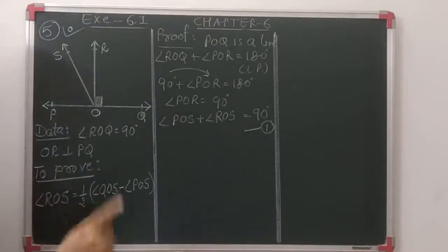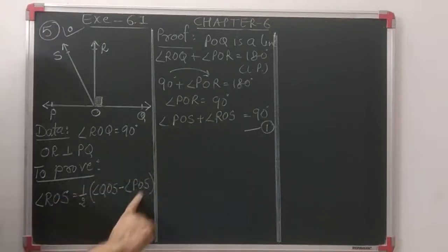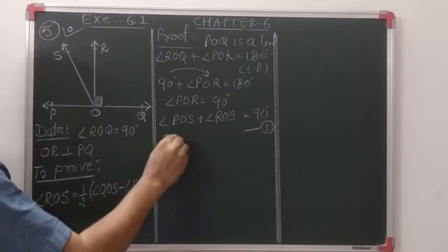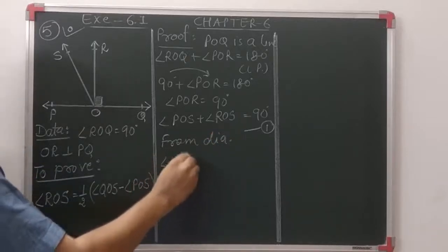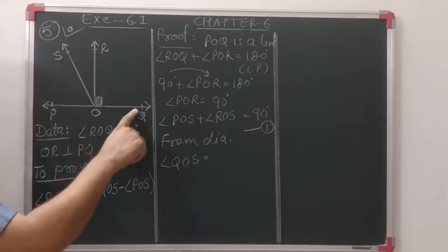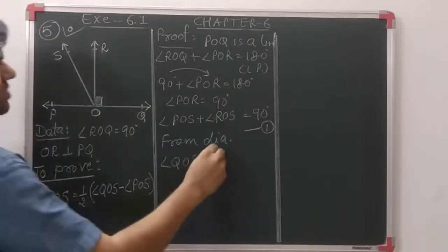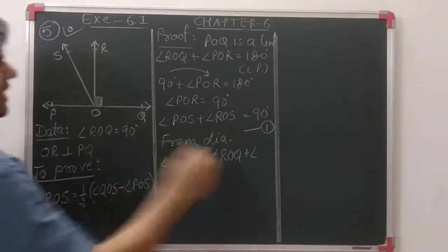Okay. अब देखो स्टूडेंट्स क्या करना है, हमें यहाँ पे कौन से एंगल्स चाहिए वो देखना है. ROS चाहिए था, वो मिल गया. QOS वो अभी तक नहीं मिला एंड POS मिल गया. अब QOS कहां से मिलेगा? So look at QOS. From the given diagram, we can say that QOS, again, is the sum of these 2 adjacent angles. एक QOR और second is ROS. So let's note it down. It is the sum of ROQ plus ROS.